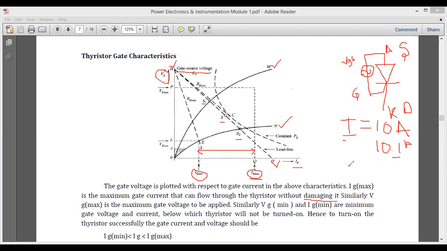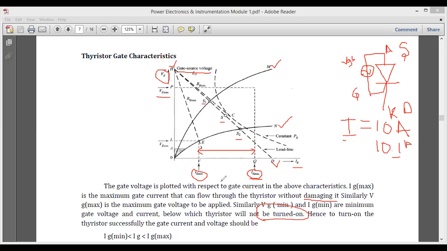Similarly, we have one more voltage reading called Vg max. This is called the maximum gate voltage. Similarly, Vg maximum is the gate voltage to be applied. Therefore, minimum Vg and Ig minimum are the minimum gate voltage and gate current below which the thyristor will not be turned on.